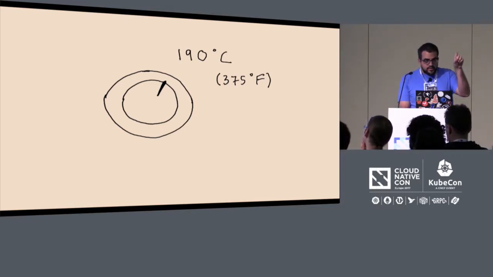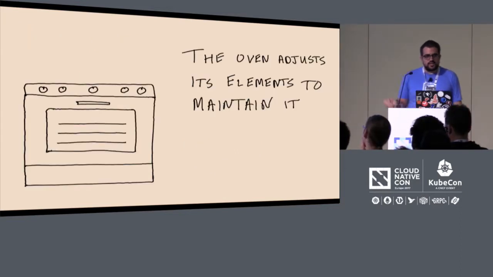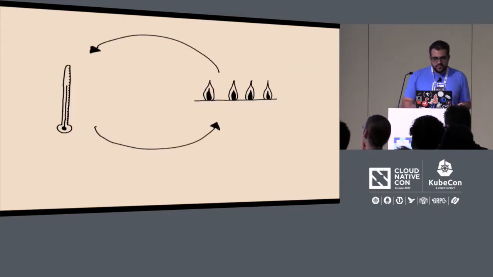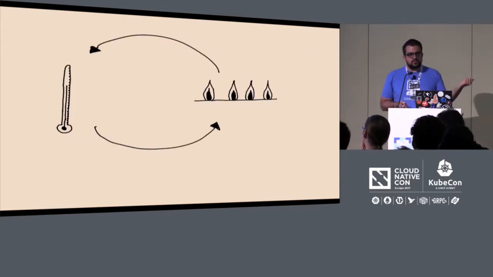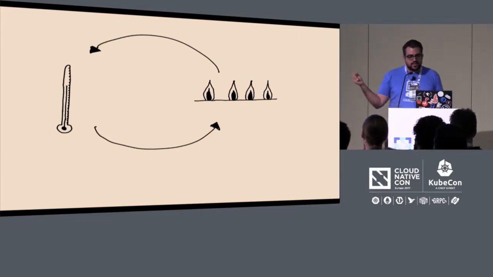But yeah, so you dial in the level you want. You set the desired state on your oven. And then the oven adjusts the heating elements or the gas fire thingies to maintain it. So if it's too hot, it'll turn them off. If it's too cold, it'll turn them on. So there's this control loop. There's a thermometer or bimetallic strip or whatever. There's something that's measuring the temperature, and that's giving feedback back to the heating element.